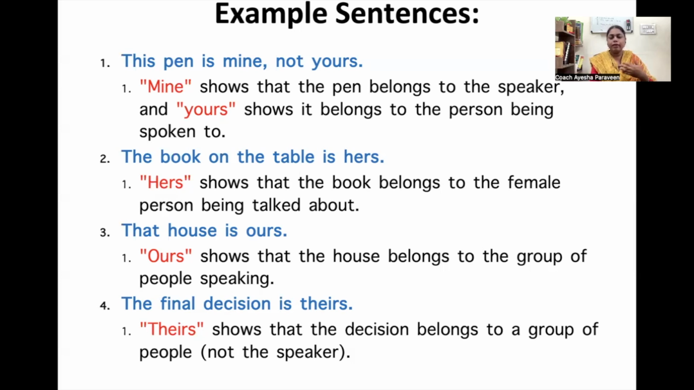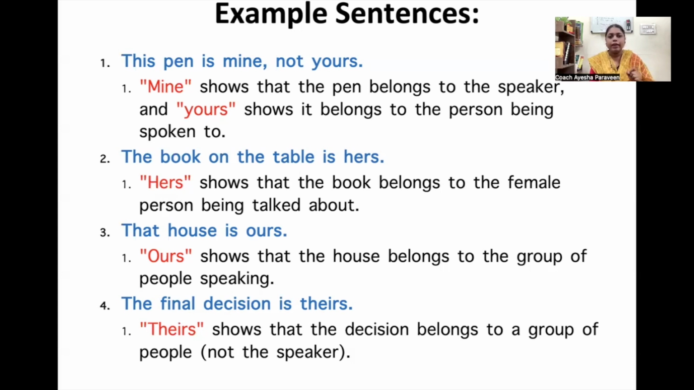This pen is mine. When I speak, then I am the speaker. So that means mine shows that something belongs to me. And yours in this sentence shows it belongs to the person being spoken to.